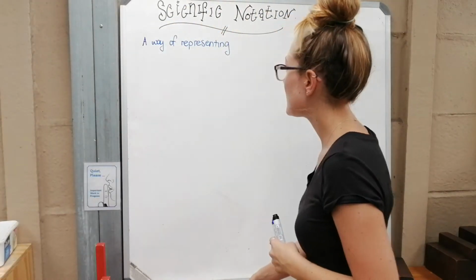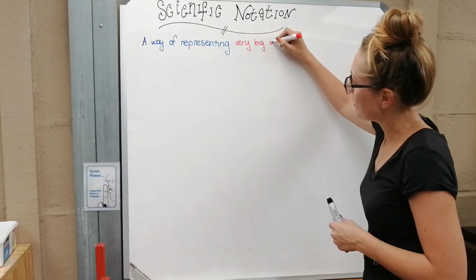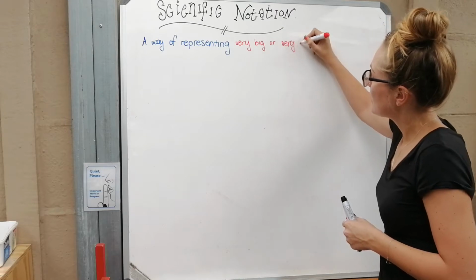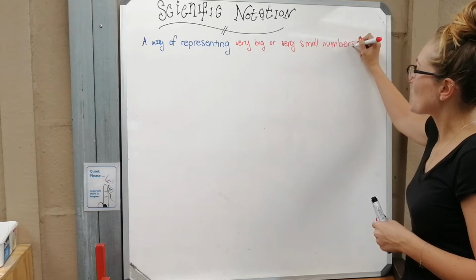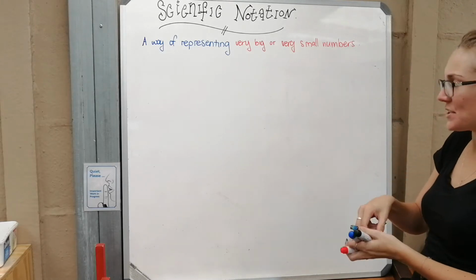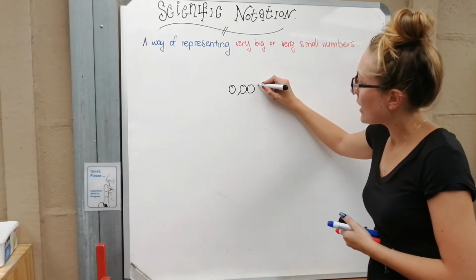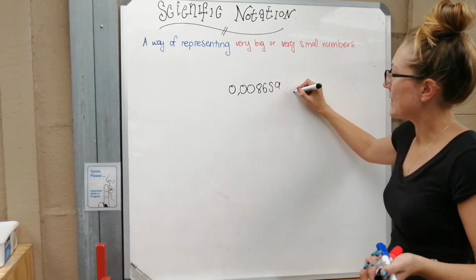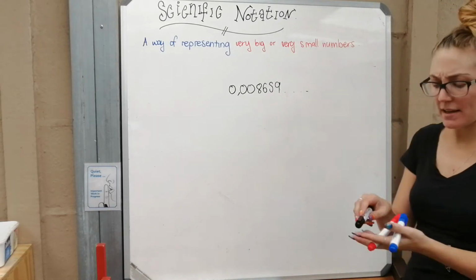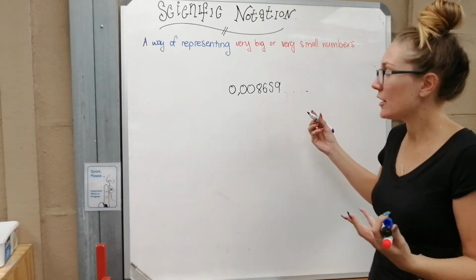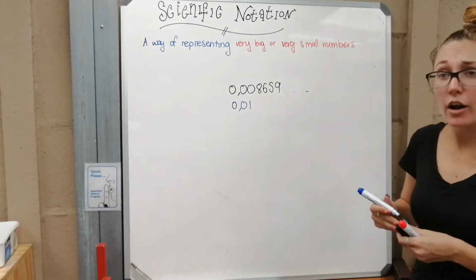Sounds scary. It's basically just a way of representing very big or very small numbers. Okay, that's it. So especially the very small numbers, it's difficult to represent these numbers with accuracy. So for example, if I had to represent the number 0,08659 and it carried on and on, in chemistry and in physics in school, you're asked to round off to 2 decimal places, which means for this number, I would have to round that off to 0,01, which loses a lot of the accuracy.